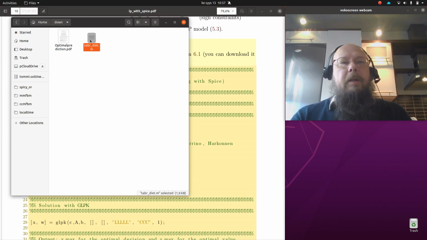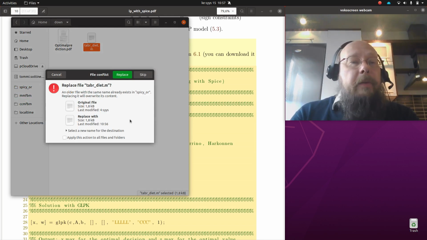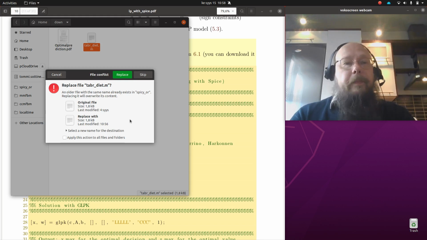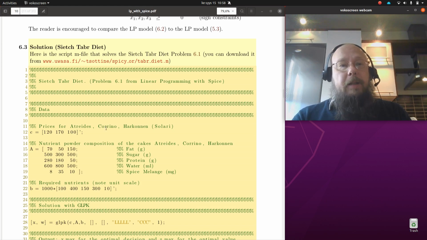Here you see it's the diet file, and then I have to move this to my working directory, the directory I use with Octave, so it's the SciPy OR folder here. Since I have a shortcut there, I could just drag and drop it there. And since I have it there already, I have to figure out whether to replace it. Well, okay, let me replace it. It's the same file. Okay, so let's analyze this file now, and we can do it actually very quickly.